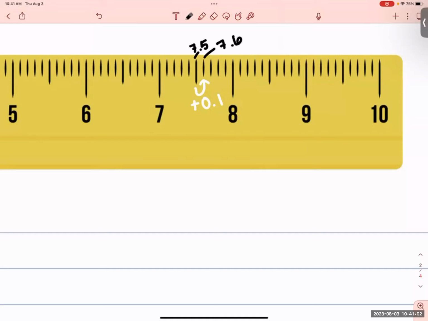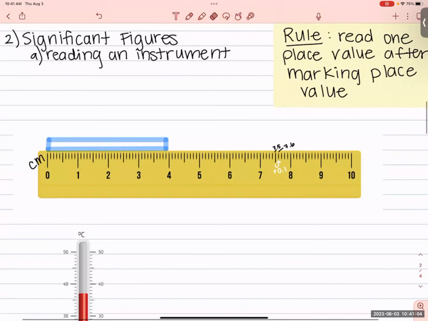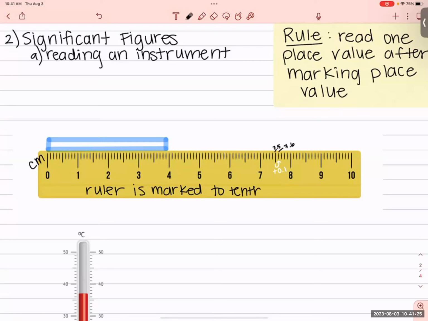So this ruler is marked to the 0.1 place. What place value is the 1? It's the tenths place. So this ruler is marked to the tenths place.